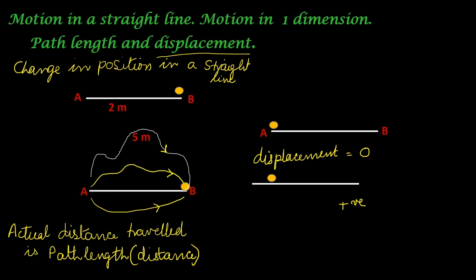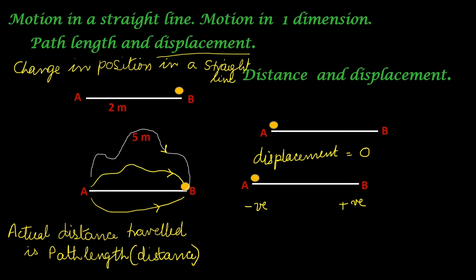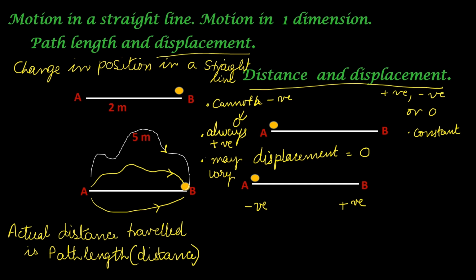If the object moves in a straight line towards the right side, it is positive. And if it moves towards the left side, it is taken as negative. So, displacement can be positive, negative or 0. Path length cannot be negative or 0. It is always positive. That is, the total distance traveled is always positive. So, if you are asked to comment on the differences between distance and displacement or path length and displacement, the answer is the same. You have to write these points I have given here. I hope these things are clear. We will pass on to the next concept.